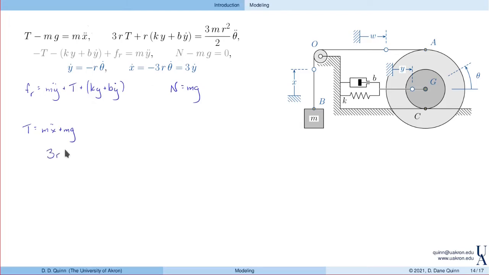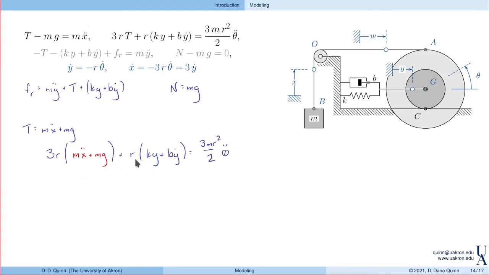So I have 3 times r. I'll write that in red, right? Because I'm going to substitute the T in for this value, m x double dot plus mg. And then I still have everything else. Ky By dot equals 3mr squared over 2 theta double dot.